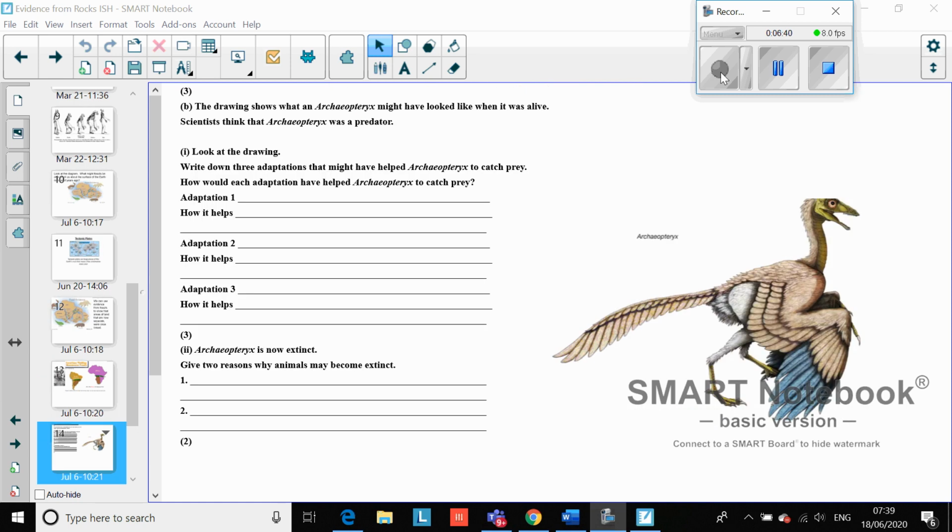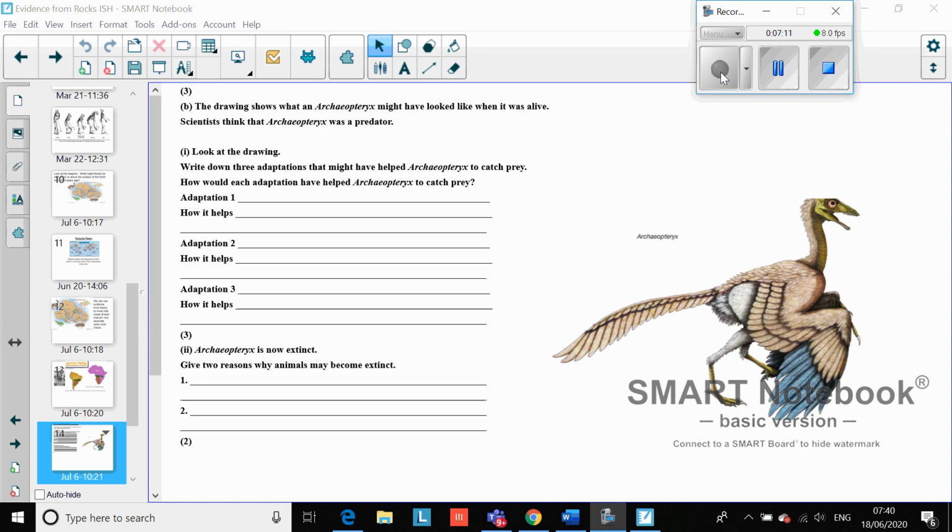Okay, welcome back. So this is one of your final tasks. What you've got here is a picture of an ancient, what we think is sort of a cross between a bird and a dinosaur, and the fossils for this have been found. This is called Archaeopteryx, and this is what we think it might have looked like when it was alive, based on the fossils that we have. We've actually got some parts of the feathers which have been preserved. So have a look at the drawing.